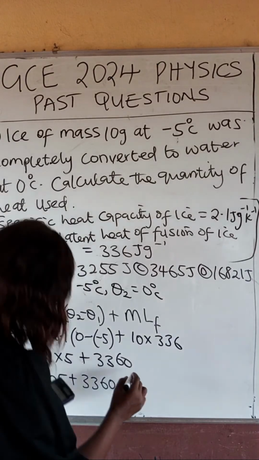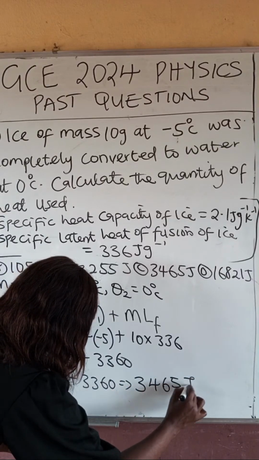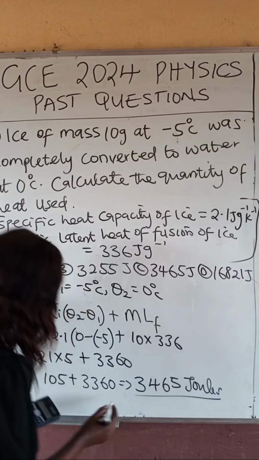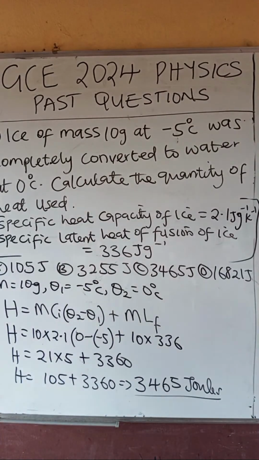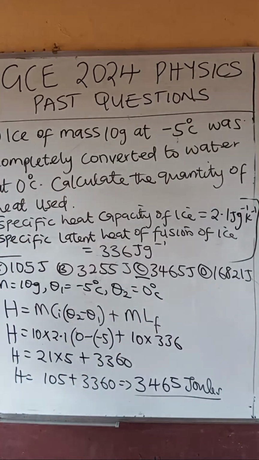So my answer becomes 3,465 joules, right? And the correct option is option what? C. Option C is what? Correct. Now let me explain myself again.